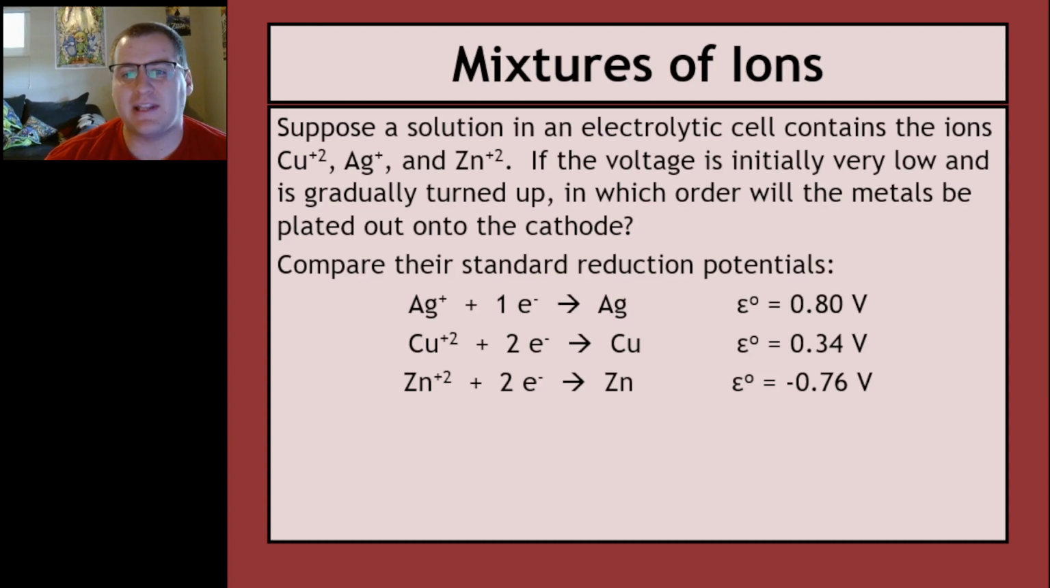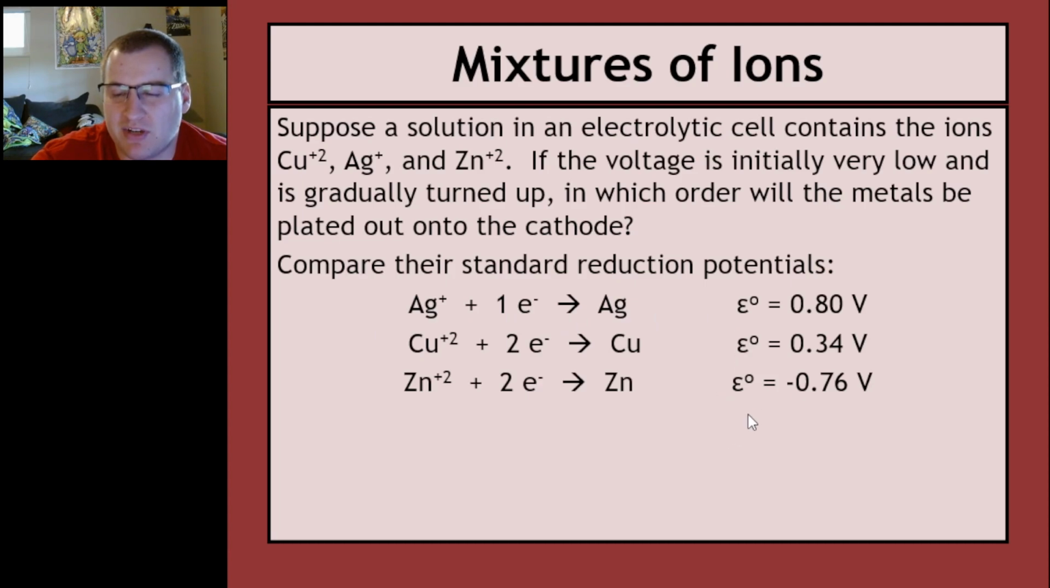All right. Now, last thing we're going to talk about today, real briefly, is suppose a solution in an electrolytic cell, so the same setup, had a bunch of different ions in it. What if I had copper 2 plus and silver plus and zinc 2 plus all floating around in my solution? If the voltage was initially very low and then gradually turned up over time, in which order will the metals be plated out of the cathodes? So if I had 3 different ions in there, which ones would become a metal first? It just has to do with their reduction potentials.